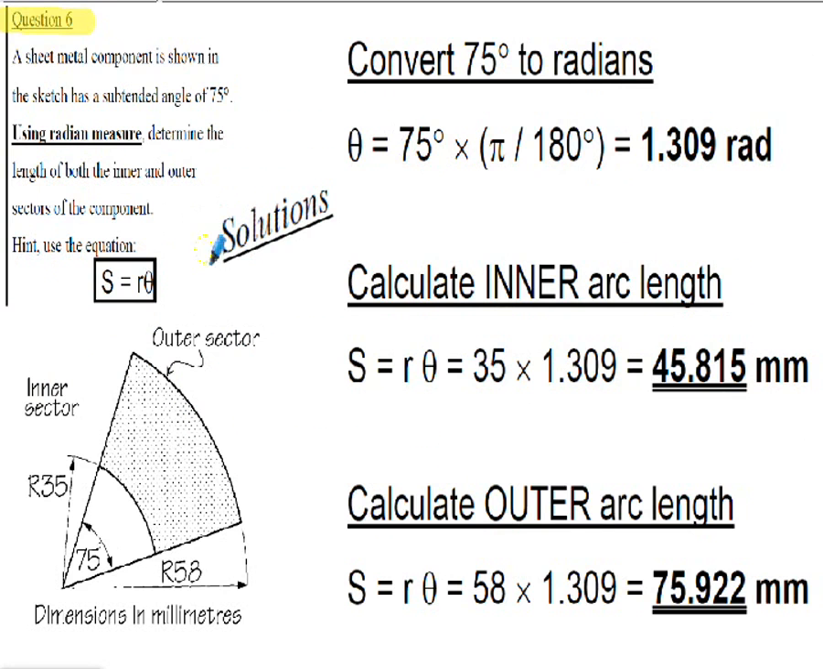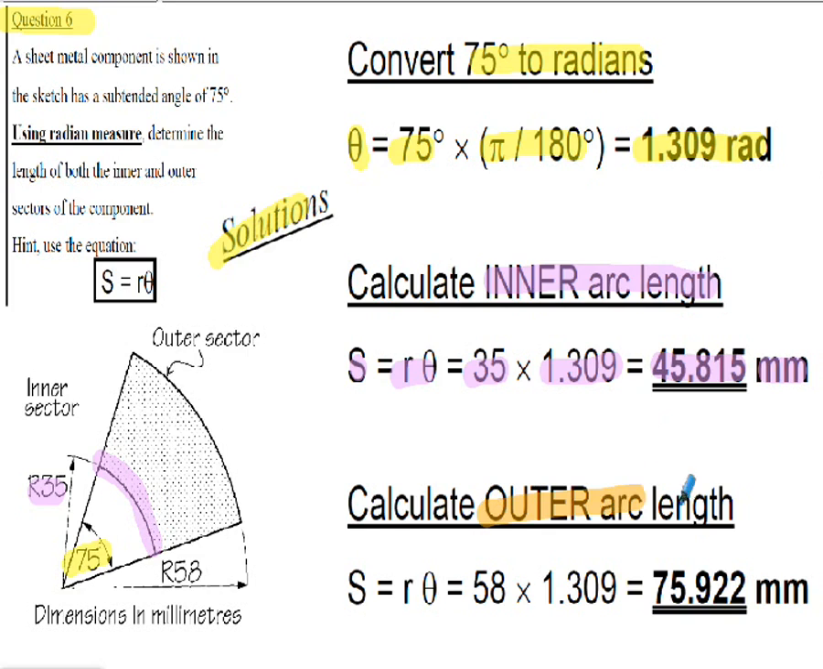Here's question 6 solution. The first thing we need to do of course is to convert the angle of 75 degrees into radians. So that was done here, angle theta, 75 degrees multiplied by pi divided by 180 degrees produces an angle of 1.309 radians. So you must convert the angle to radians before you use the formula S equals to r theta. And calculating the inner arc length, the S is equal to r theta, the inner radius is 35 millimeters shown here, and we multiply that by the angle theta in radians of 1.309, produces an arc length of 45.815 millimeters. So we've calculated the inner arc length shown here.